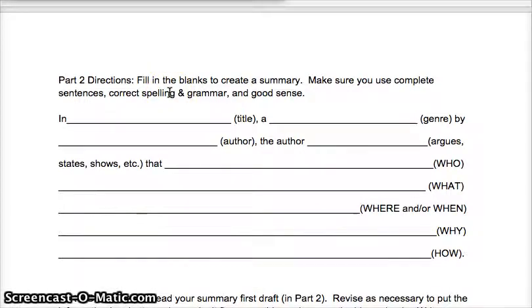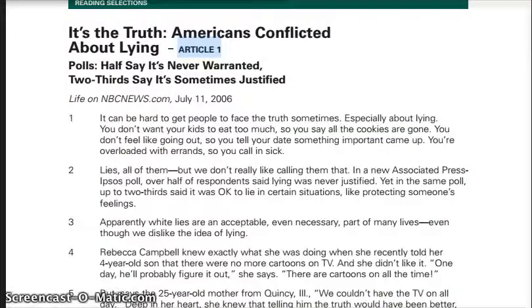Directions. Fill in the blanks to create a summary. Make sure you use complete sentences, correct spelling and grammar, and good sense. The good sense is the most important part. Make sure that it sounds good. In, you'll notice it says title. We want to use the title. What's the title? It's the truth.